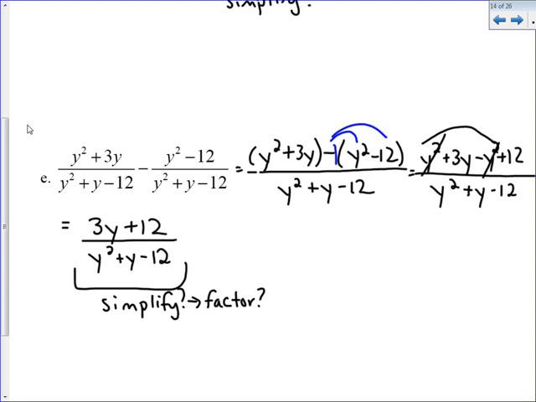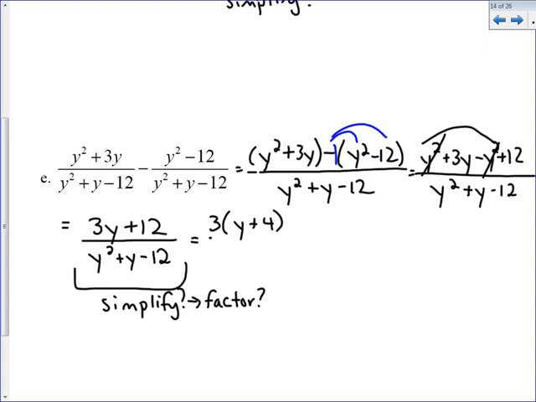So 3y plus 12, can I factor that? Yes, how can I factor that? What's 3? Greatest common factor. Just the greatest common factor there. I can factor out a 3, and that's going to leave me with y plus 4. GCF. For the numerator, GCF of 3.